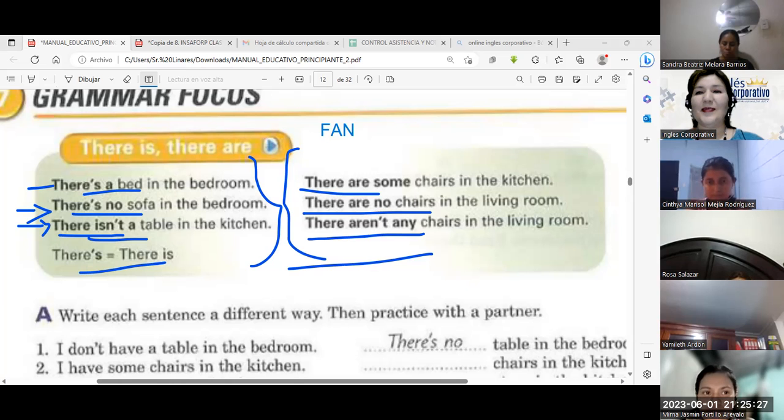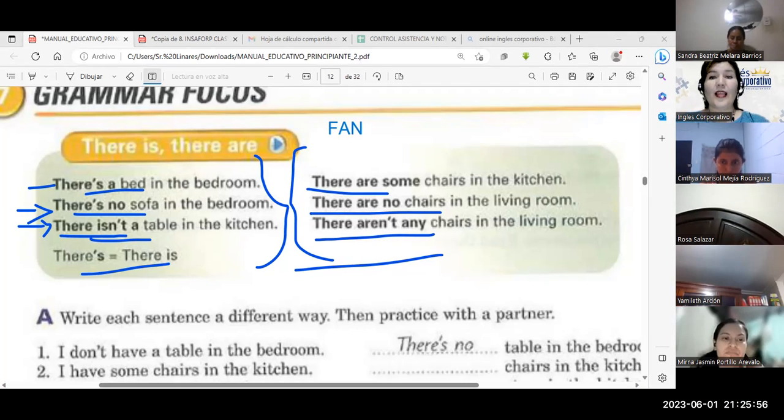There are a table in the living room. There are a television in the living room. There are three armchairs. Okay. There are three armchairs. Está correcta. Pero cuando decimos television, que es solo una, there is a television. If it is only one object. Si solo estamos hablando de un objeto, there is. There is a television. There is a sofa. Okay. Nubia.